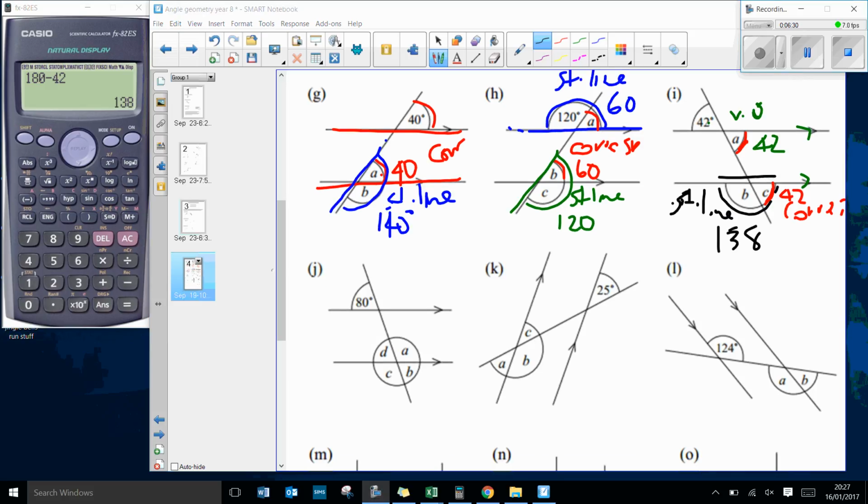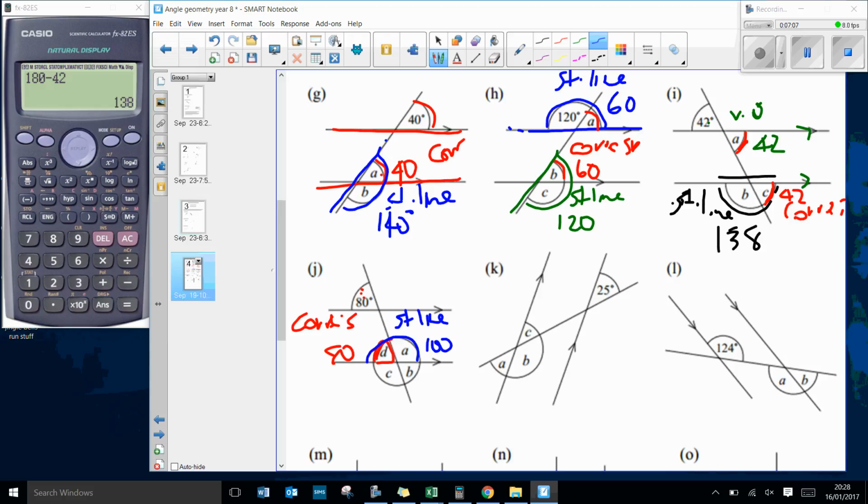Okay, the next one, this is where I would break my rules. Normally I would say alphabetical order, but actually I would suggest it's easier to find D before it is to find A. Given that we've only been given one angle on this diagram, and the D and the 80 are corresponding, and so D is 80. We can then go alphabetical order. So A and D are on a straight line, and so A would be 100.